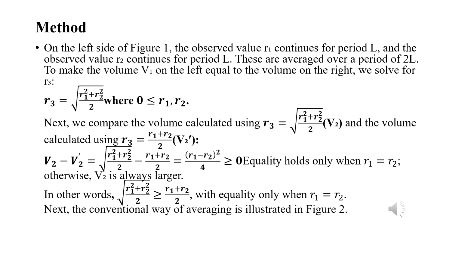The two sides are equal only if R1 equals R2; in all other cases, V2 is greater. In other words, the square root of the sum of R1 squared and R2 squared, divided by 2, is greater than or equal to the average of R1 and R2. Next, the conventional way of averaging is illustrated in figure 2.